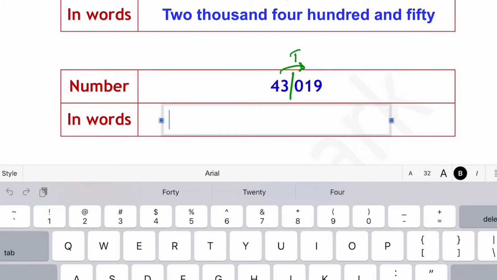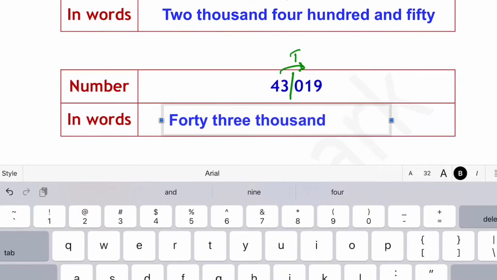So on my left hand side I am having 43. Can you enter with me? Forty, 40, 43. Our bridge is 1000. And on my right hand side I have 19. The first digit is 0, so there is no 100 there. Write it like this, I will explain later. And 19.